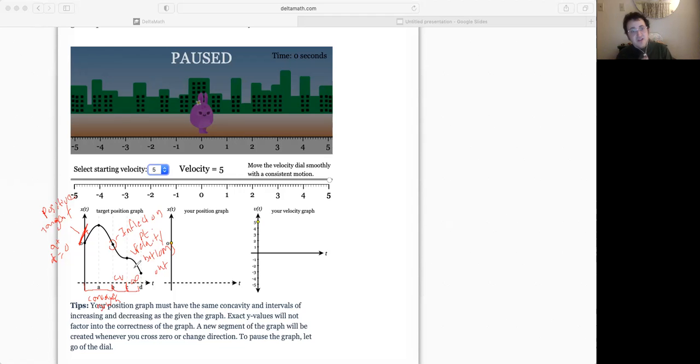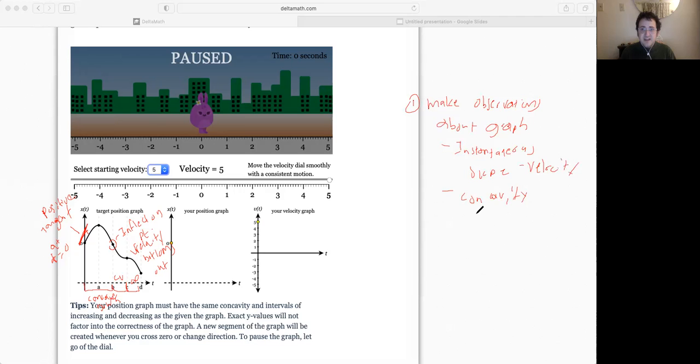I do think it's good to give yourself some observations of the graph. So I'm even going to put that on the side here. Make observations about your graph. So things like instantaneous slope, concavity especially. Instantaneous slope tells us about velocity, and concavity tells us about acceleration.